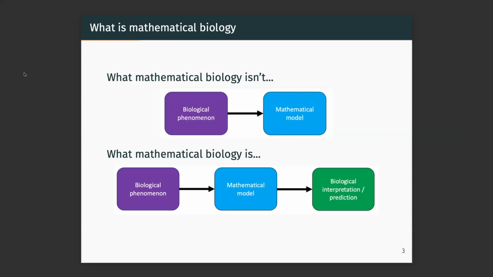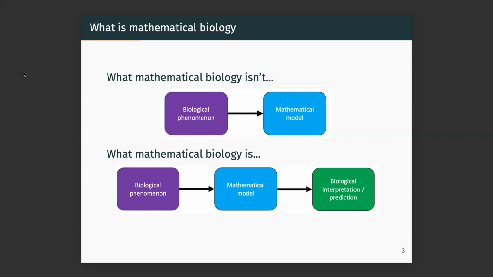That could be using sets of ordinary differential equations. It could be using computer simulations. And we do some math, we do some analysis, and then that's the end of the story, right? Wrong. That is an area of mathematical biology that does still exist, and you do see it quite often. And I think of that as mathematics that's inspired by biology, rather than a true integration of mathematical biology. The difference with what I feel mathematical biology is: these first two steps are the same, but the key thing at the end is that we want to use our mathematical modeling of some kind to come up with a biological interpretation or prediction.